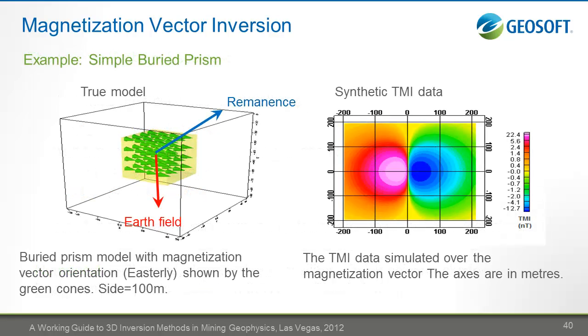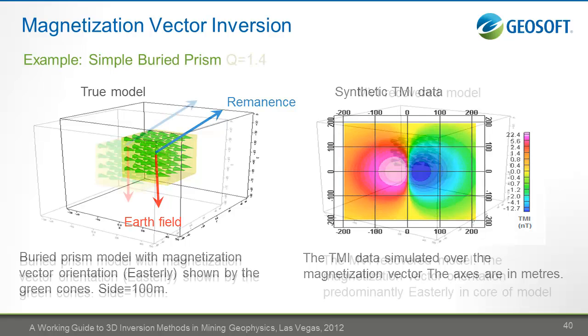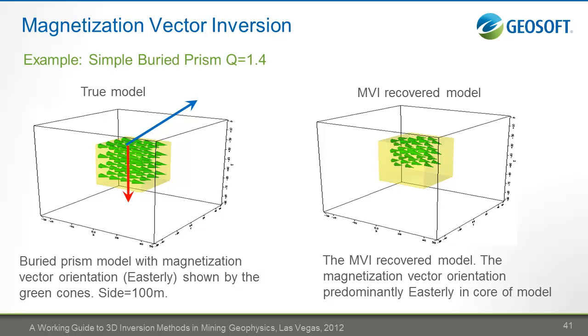So let's now take a look and see how that magnetization vector inversion would work on the simple example that I showed you. Here is my true model, again with the magnetization in the easterly direction. This is the TMI, that is, the response that this model gives rise to. Now we will try and invert this with the magnetization vector inversion. Again, on the left for your reference is the true model. On the right I'm showing the magnetization vector inversion recovered model.